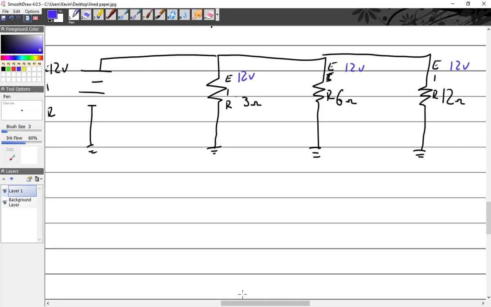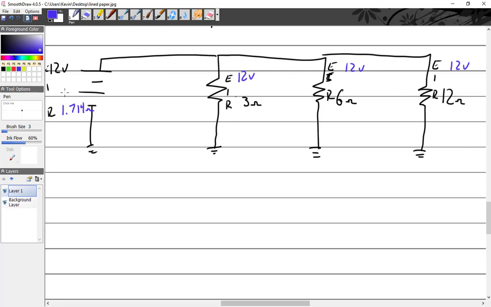So what is total resistance? 3, 1 over X plus 6, 1 over X plus 12, 1 over X equals 0.5833, but that's not the right answer. I'm going to hit the 1 over X key, and I'm going to come up with 1.714. 714 is fine. Ohms.